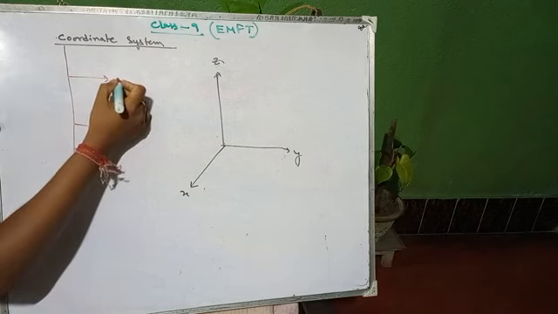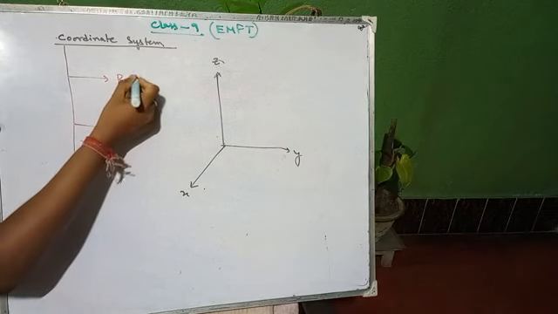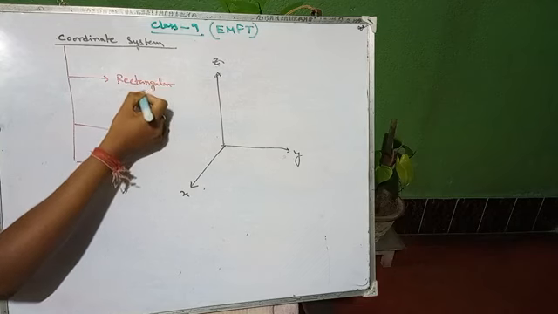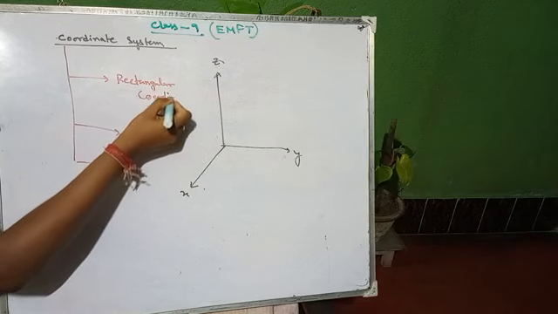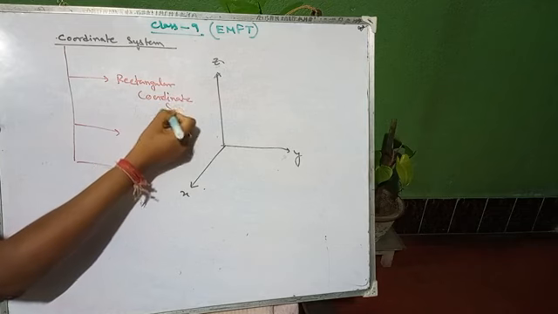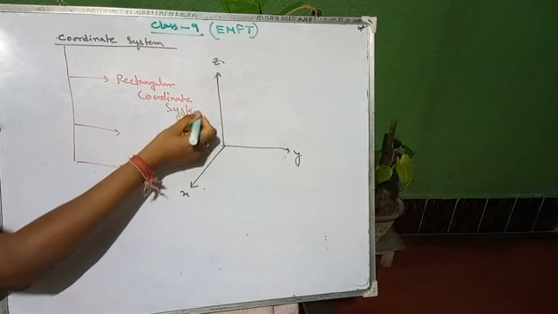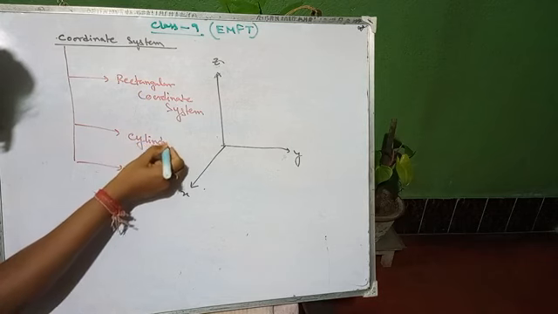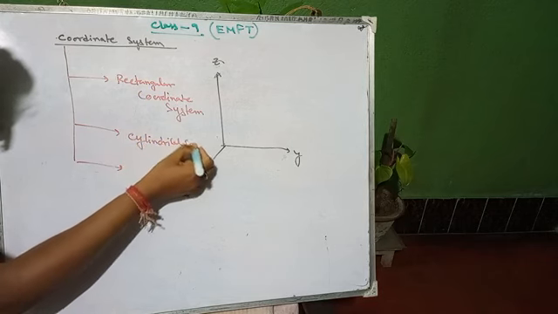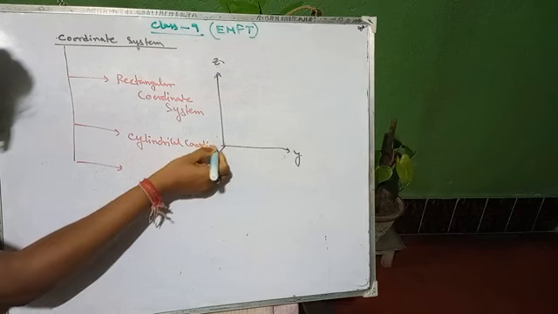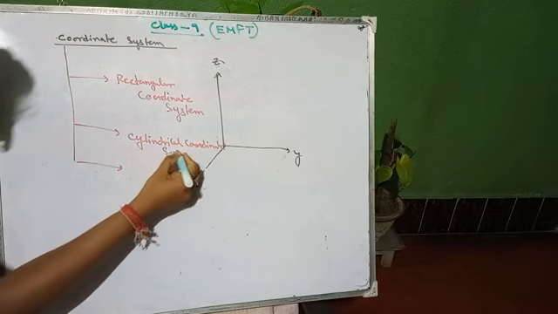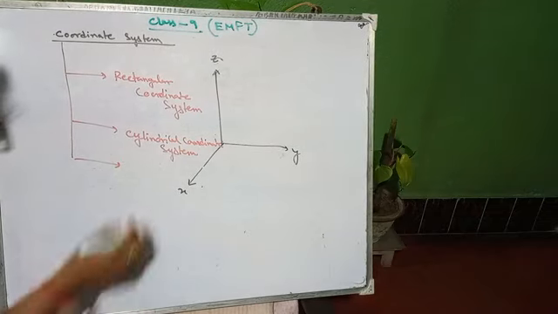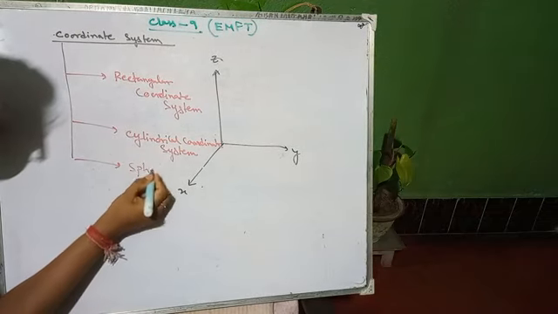So first one is rectangular coordinate system. Second one is cylindrical coordinate system. And third one is spherical coordinate system.